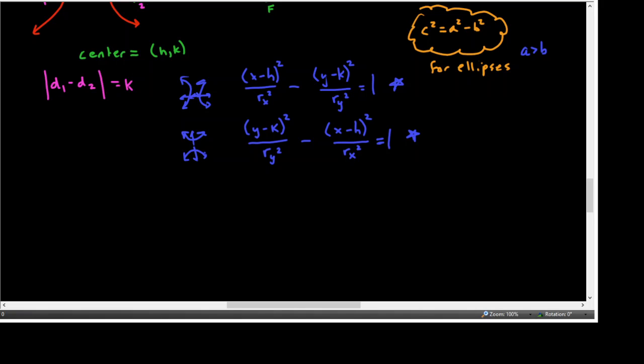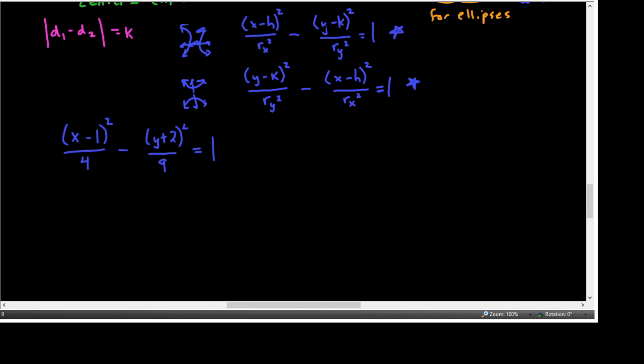Okay, so let me draw one. Let's do an example really fast here. Let's do (x minus 1) squared over 4 minus (y plus 2) squared over 9 equals 1. And part of what I'm going to be doing is drawing the asymptotes and showing you how you get those. It's kind of my focus here.